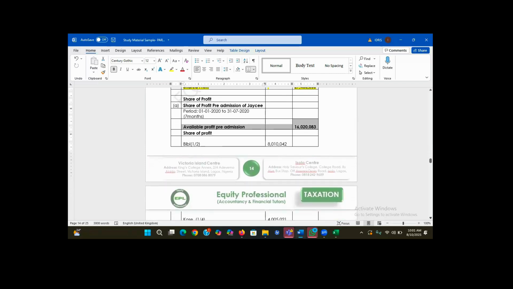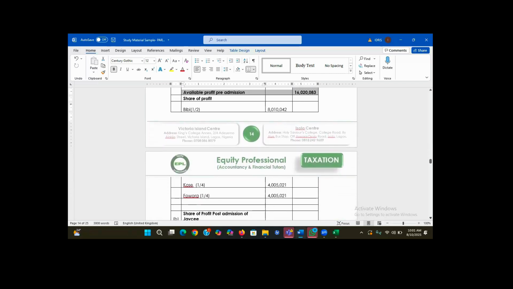BB will take 1/2, which is 8,010,042. Kose will take 1/4, that is 4,005,021. While Fowora will take 1/what? 1/4, same, 4,005,021. We have the share of profit before admission of JC.